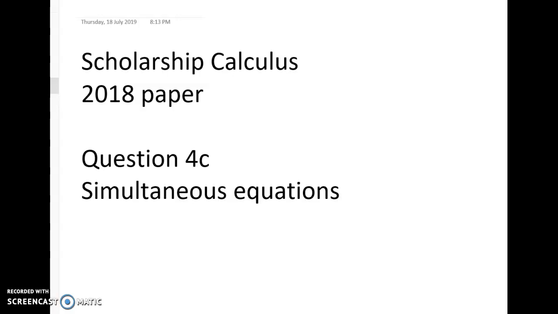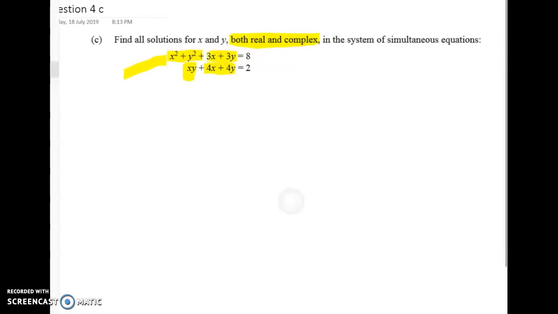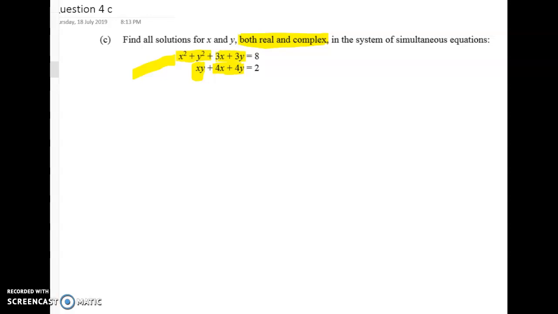I'm going to start recording some of the questions from last year's scholarship calculus paper. So this one is question 4c, which is a little simultaneous equations problem. And I've already highlighted it a wee bit. We have to find all the solutions for x and y, both real and complex, in this system of simultaneous equations. So let's write the two equations out and just notice what's going on in the system.